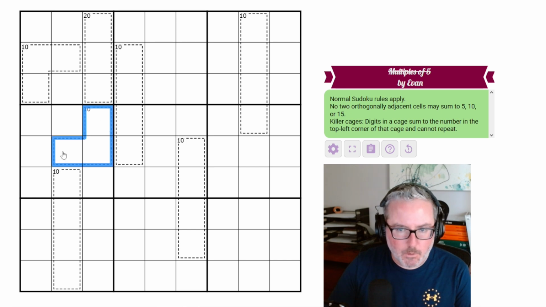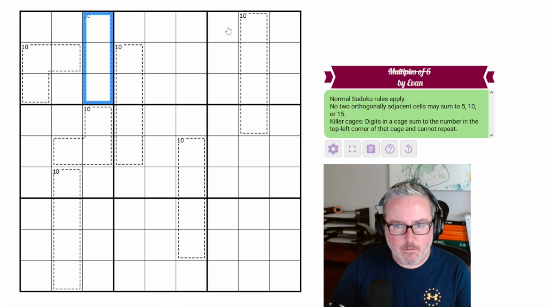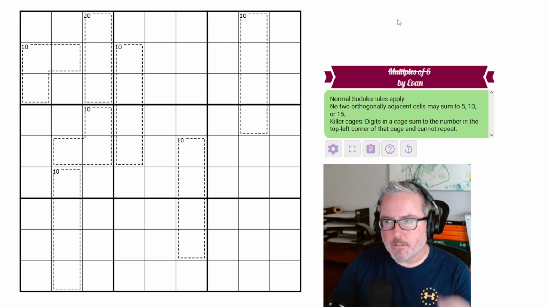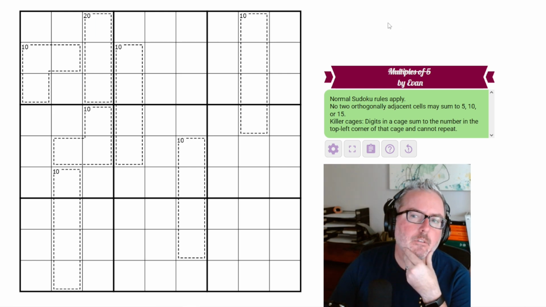So we've got a multitude of 10 clues here. So let's look at this one real quick. So whatever these three digits are, add up to 10. Whatever these three digits are, add up to 20. The rest are 10s, as you can see. And that's it.